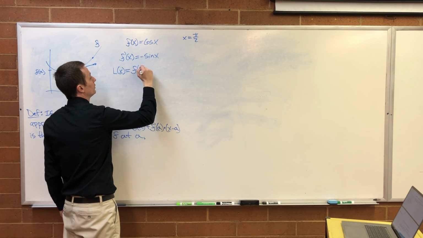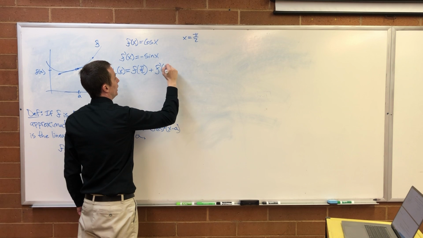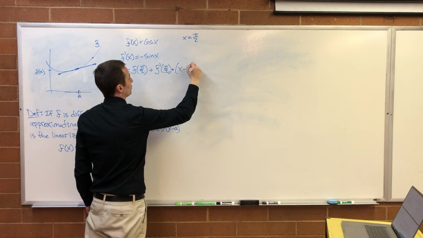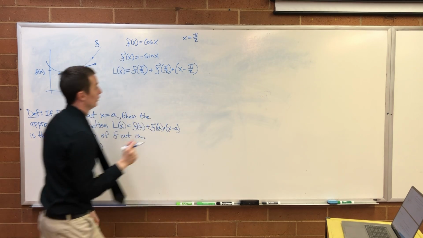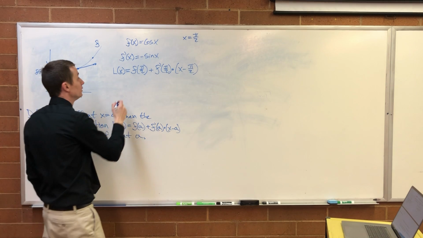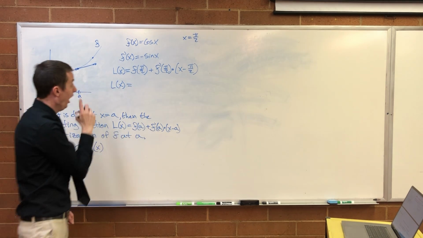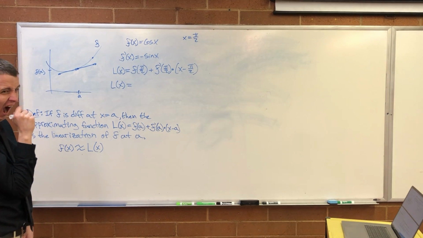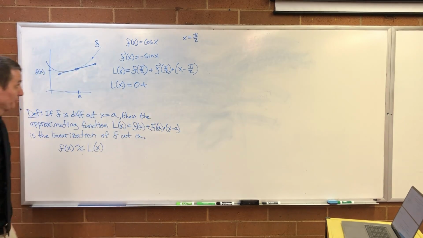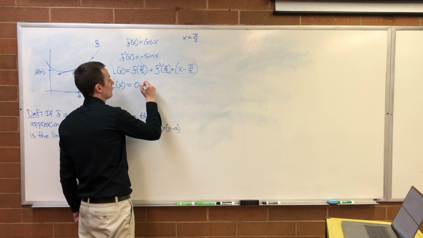f of pi halves plus f prime of pi halves times x minus pi halves. So, plugging in, what's f of pi halves? 0. And f prime of pi halves? Negative 1.